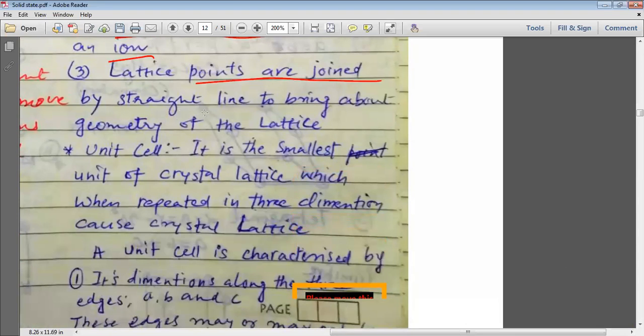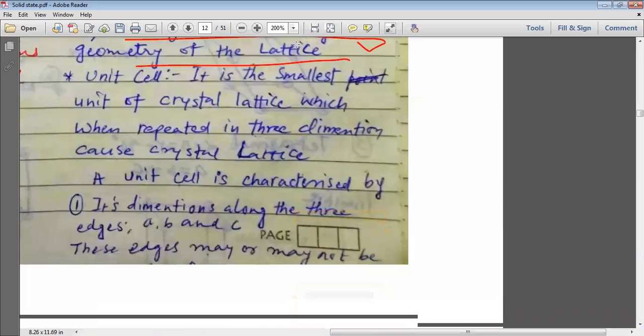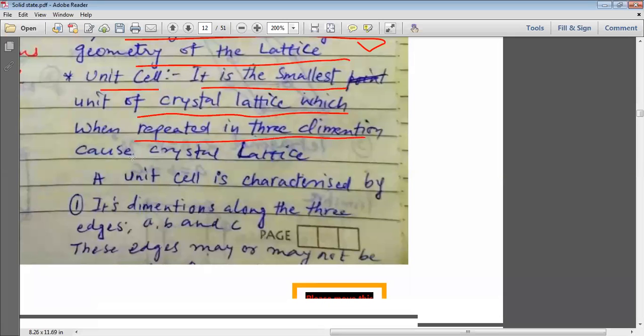Next one. Lattice points are joined by straight lines to bring about the geometry of the lattice. So by joining the straight lines, we can bring out the geometry of the lattice. Now, my dear students, we want to study about the unit cell. It is the smallest unit of crystal lattice, which when repeated in three dimensions gives the crystal lattice.